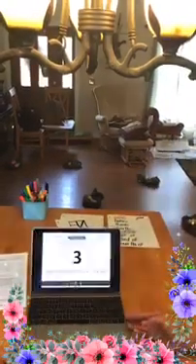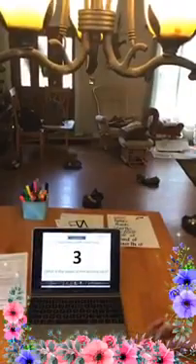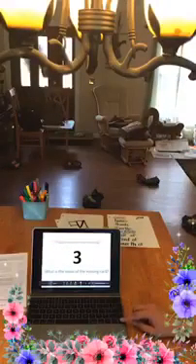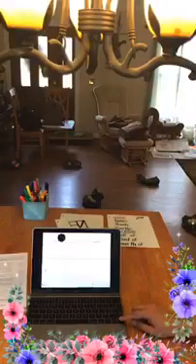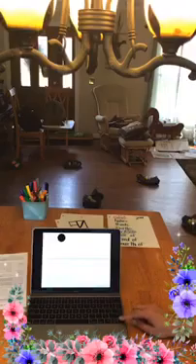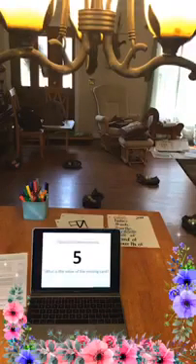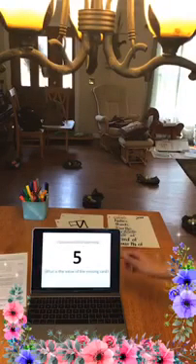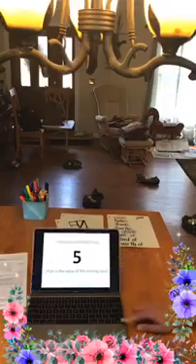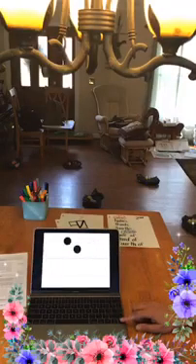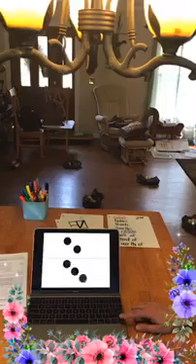Here we go. I have 2 cards that total 3. What is the value of the missing card? I have 1. Did you say 2? I have 2 cards that total 5. What is the missing value, or what is the value of the missing card? What do I need to get to 5? 3.